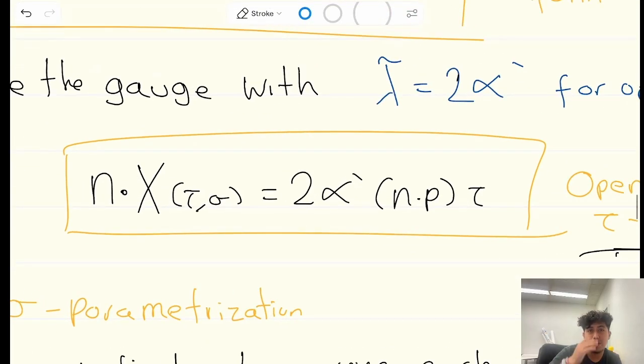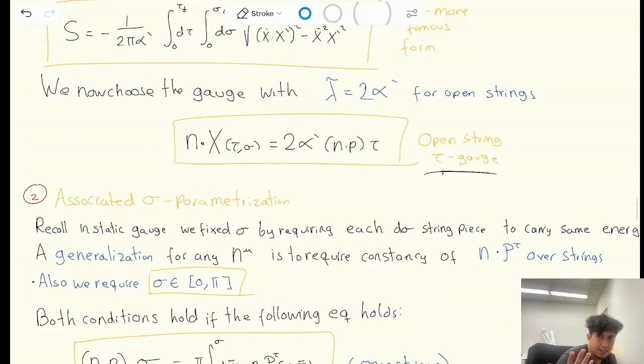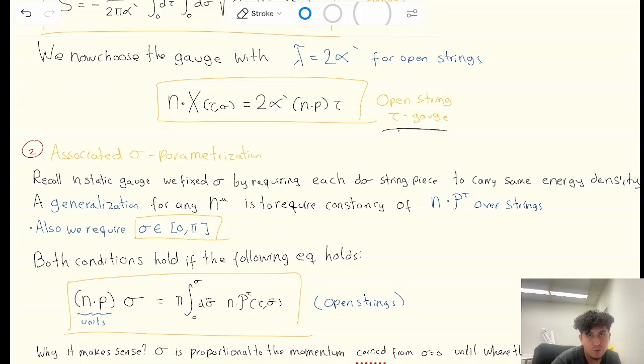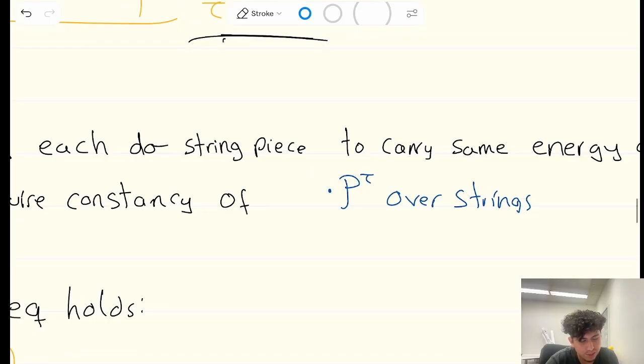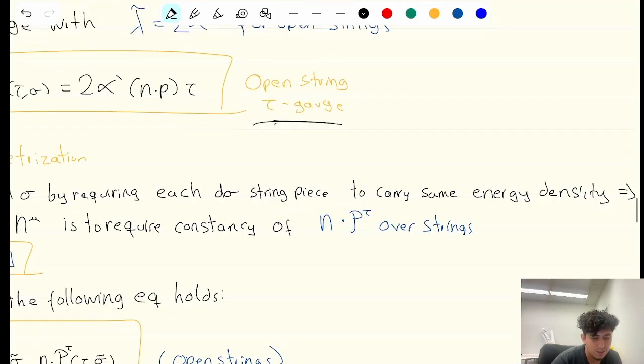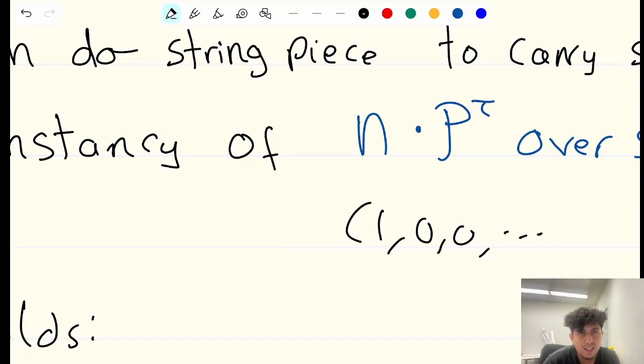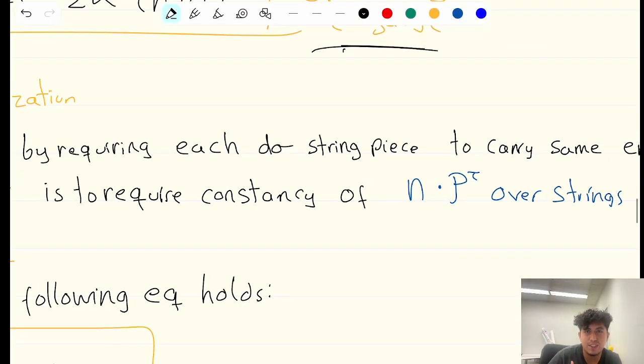Now it's a more complicated formula, but essentially it's in the same spirit as what we did with a static gauge. Now we're just using hyperplanes instead. So then we can assign an associated parameterization for sigma. And for sigma, you remember we required each piece of the string to have the same energy density. So now instead of that, we're going to require this quantity to be constant, which is the density dotted with the normal vector. If you replace the normal vector by 1 0 0 0 0, it's the same thing we had before. So the static gauge, we're just generalizing it.